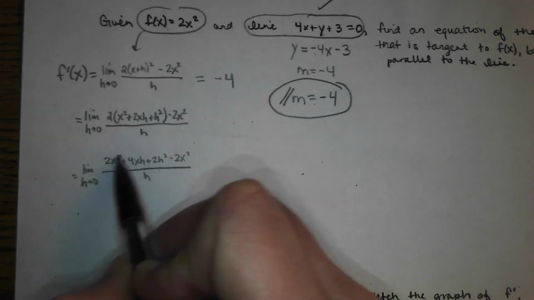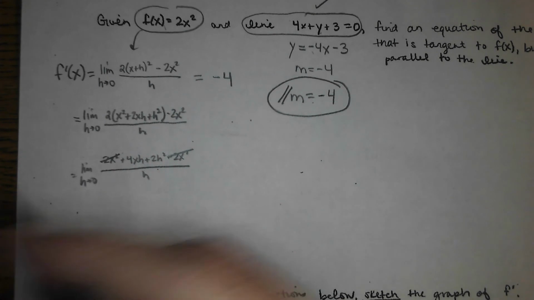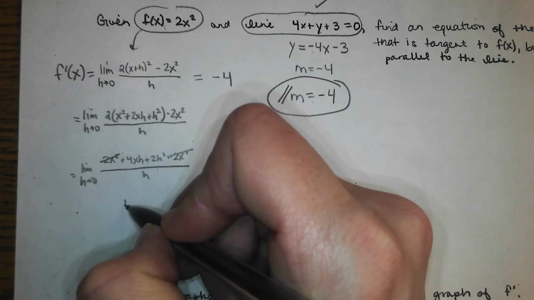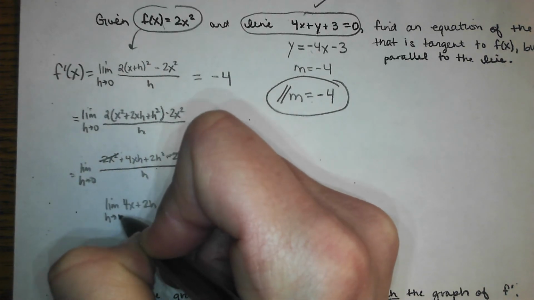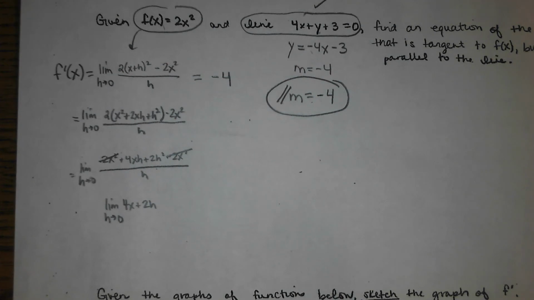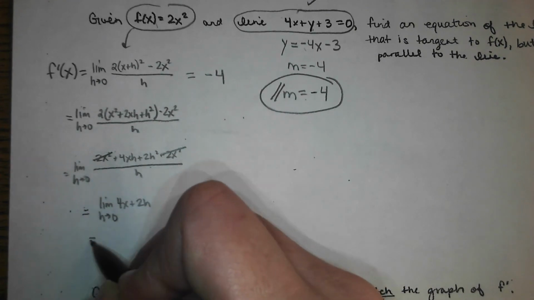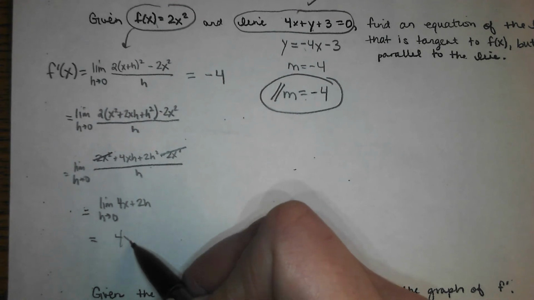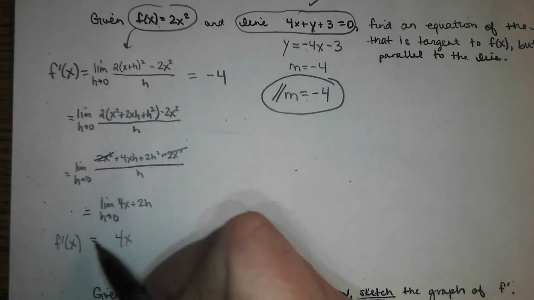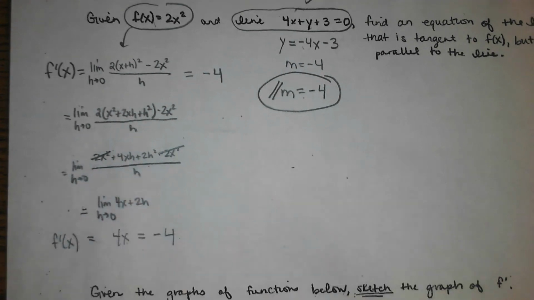Letting the 2x squared minus the 2x squared cancel. Both terms have an h in it, so we can divide by h, and we're left with 4x plus 2h. And now that we've canceled out that denominator h, we can just find the limit as h approaches 0, which would make this what, Nate? 4x. So f prime of x equals 4x, and we want to know when that slope will equal -4.